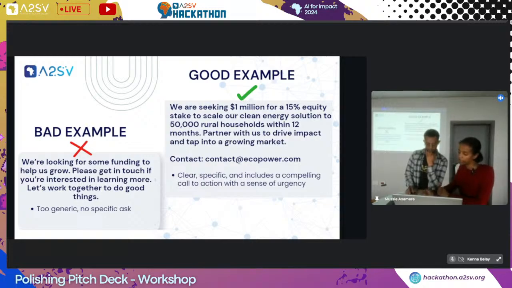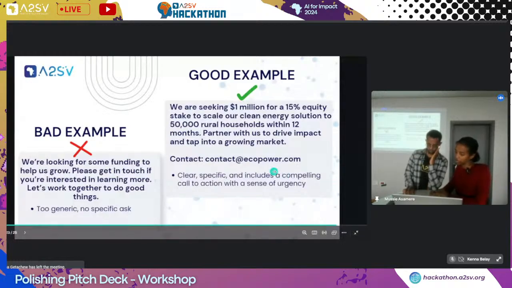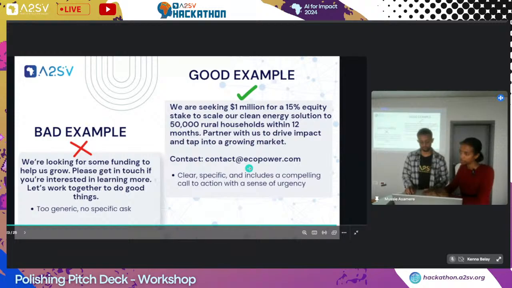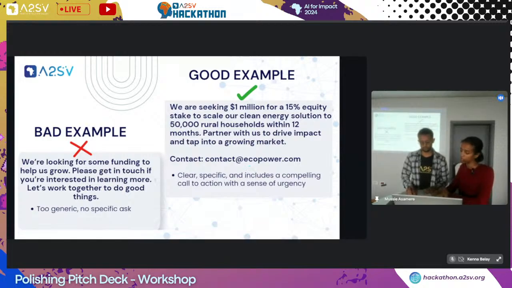After that, you could say, partner with us to drive impact and tap into a growing market. And then we should also leave our contact information after this in our finishing pitch deck. The bad example doesn't have this, but an email or an address or offices, we should include our contact information at the end of the slide.